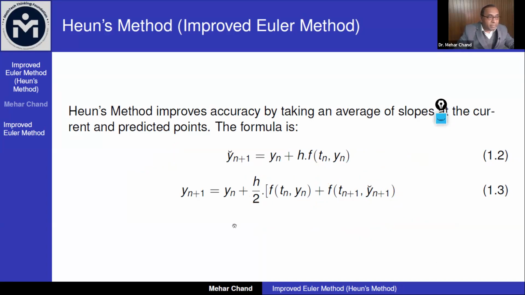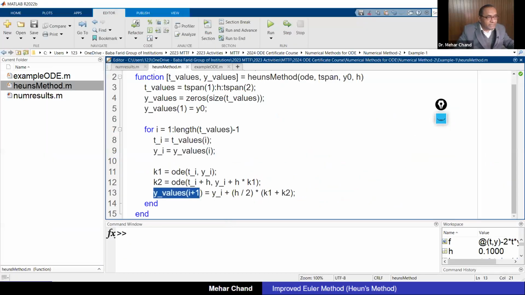Now come back to MATLAB. See here, this is yi plus 1. This is i plus 1, equal to yi, and then we have the average of K1 and K2. You can check it very carefully and easily compare. So K1 and K2 are computed at this place. Now we want to initialize with the given value, and for that we have to apply a for loop.